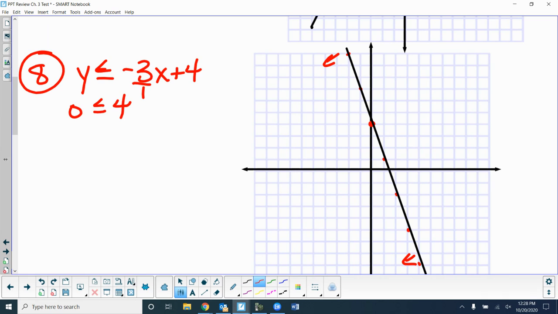The other one was y is greater than or equal to negative 5. No x in it. Hannah, what kind of line is that? Horizontal, good.